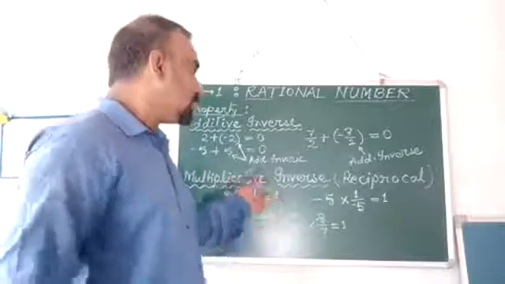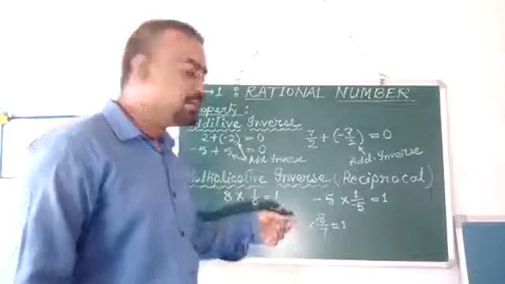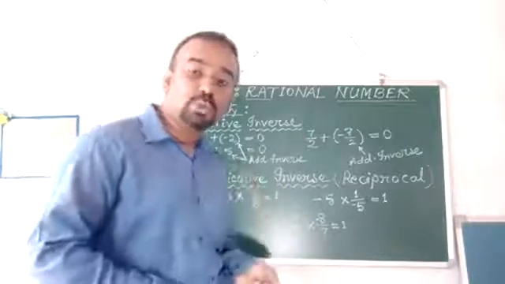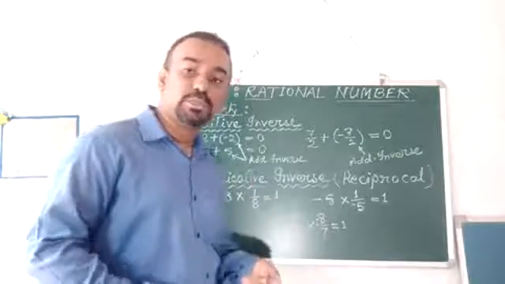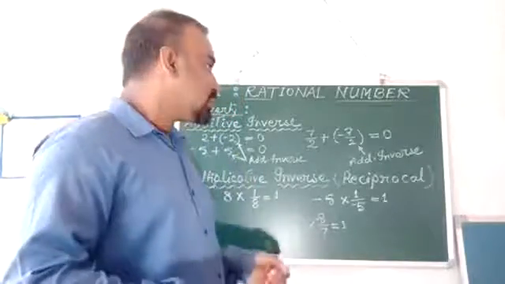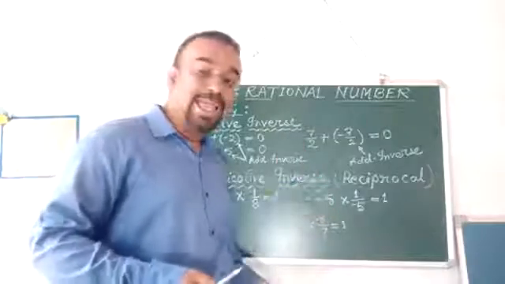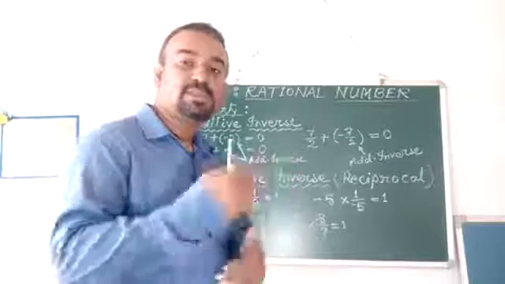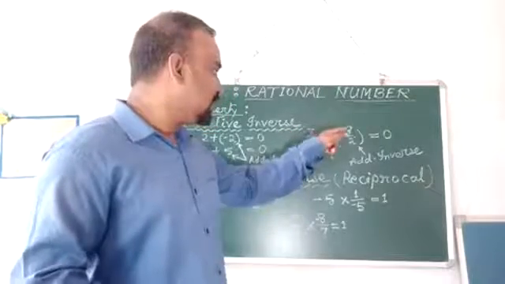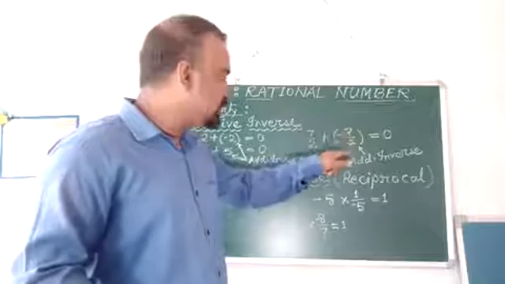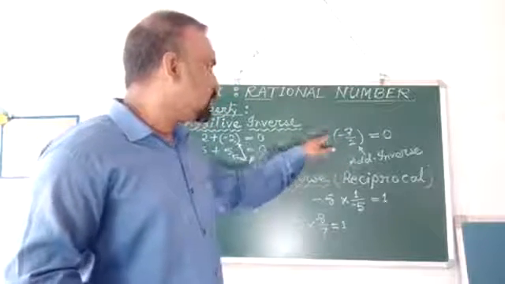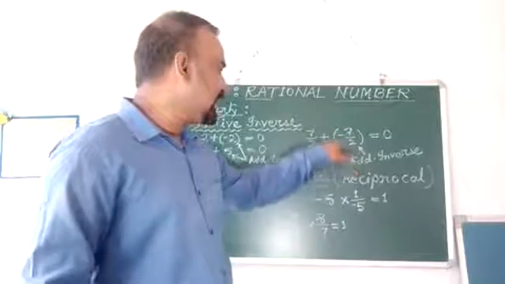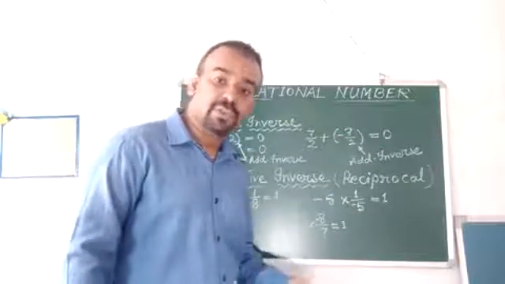The third example that we have here is 7/2. 7/2 is a rational number. Now what would you add with 7/2 to make it 0? You would add -7/2. Very simple, just opposite. If you have a plus number, just make it negative. Plus 7/2, you will add -7/2. When you add 7/2 with -7/2, the result will become 0. Therefore, we can say that -7/2 is an additive inverse.